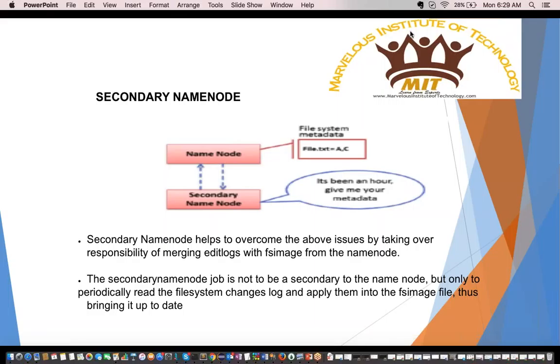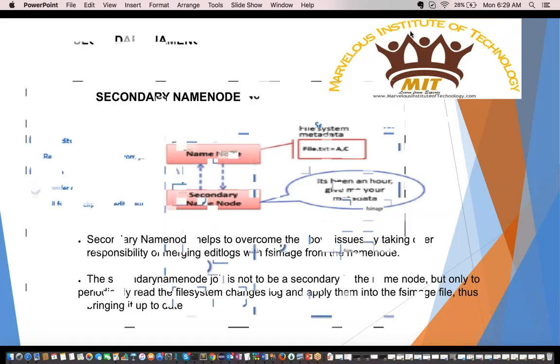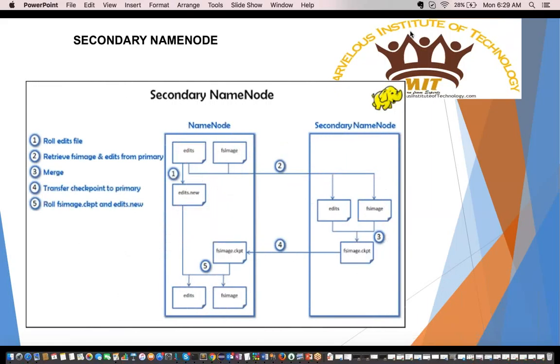Most of the time we will configure it in a different rack, to avoid failures, to provide fault tolerance, and to avoid a crash in the cluster. So the secondary name node we will configure in a separate rack, and ideally it has to be a separate machine. What is the job run by the secondary name node? Its roles and responsibilities are to periodically talk to the name node, get the results, merge them, and give them back to the name node.